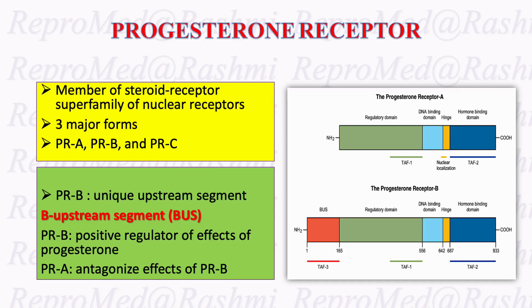Coming on to the progesterone receptor, progesterone is a member of the steroid receptor superfamily of nuclear receptors, and there are three major forms of the progesterone receptor: A, B, and C. Progesterone receptor B has a unique upstream segment known as the B upstream segment, BUS. Receptor B is a positive regulator of the effects of progesterone, while A antagonizes the effect of progesterone receptor B. In most cells, B is the positive regulator of progesterone response genes, while A inhibits the B activity.